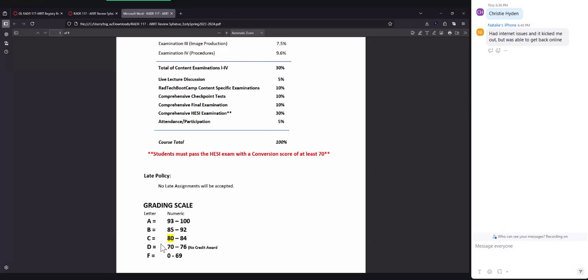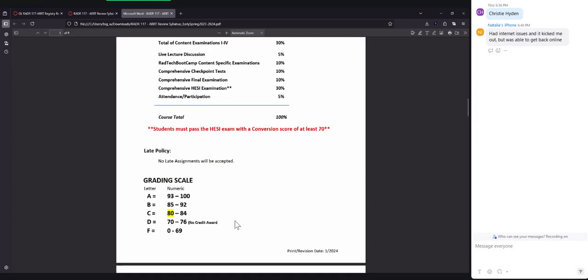The good news about that is your passing HESI score will count towards your next attempt, and you won't have to retake the HESI. If you don't make above a 70, I have to put a 0 in the grade book, and that will ensure that your course grade is below an 80, and you'll be required to take the course again.